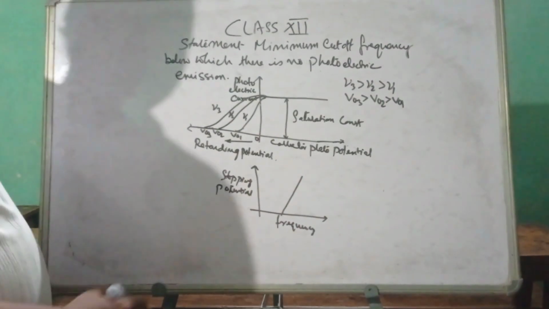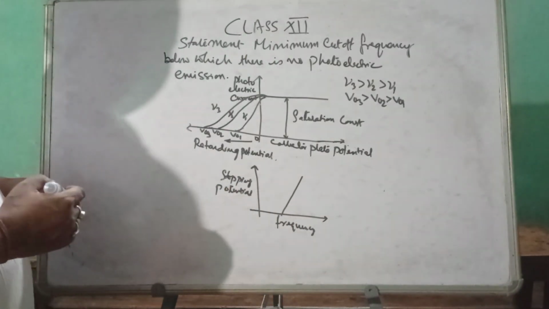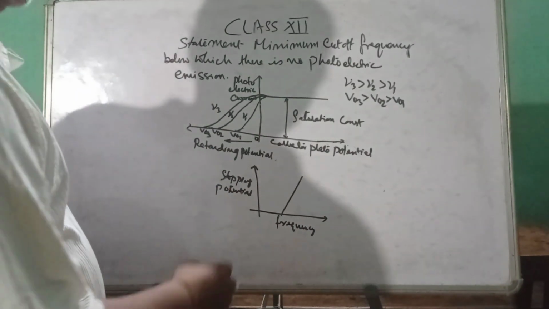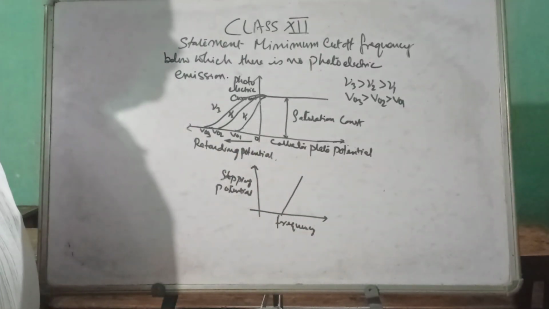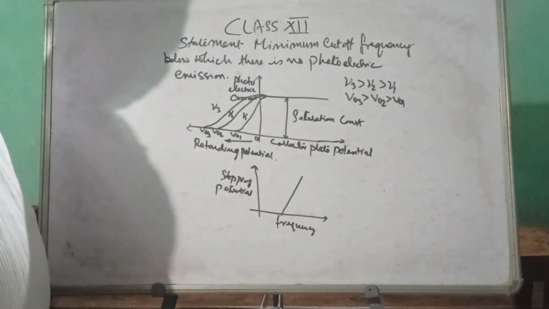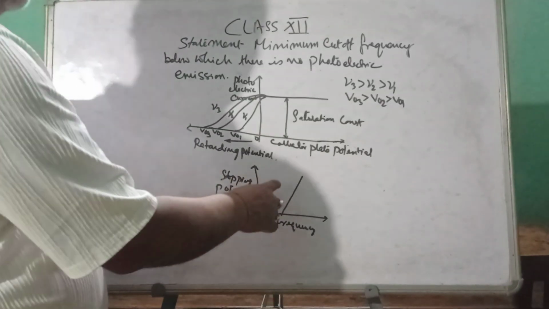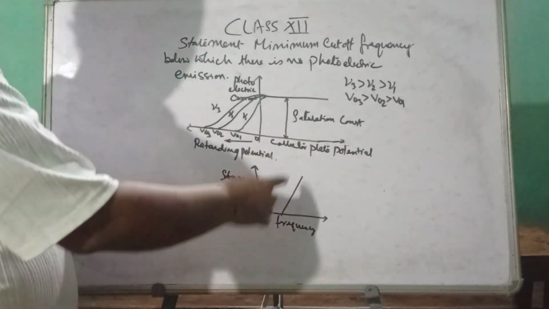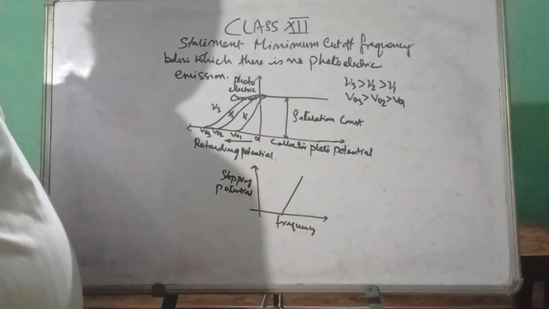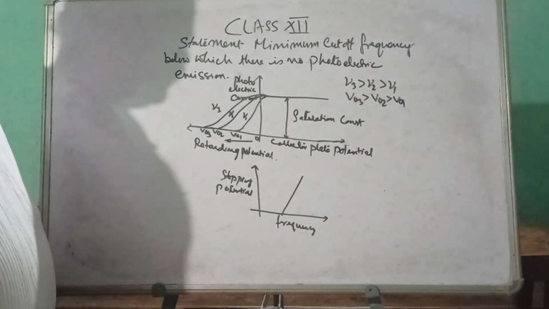Here we see that as the frequency increases, your stopping potential also increases. From this graph they concluded this. They tested in a metal and found a straight line. That means as the frequency increases, your stopping potential also increases.